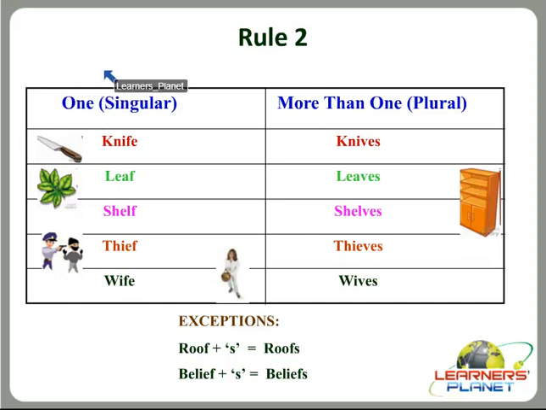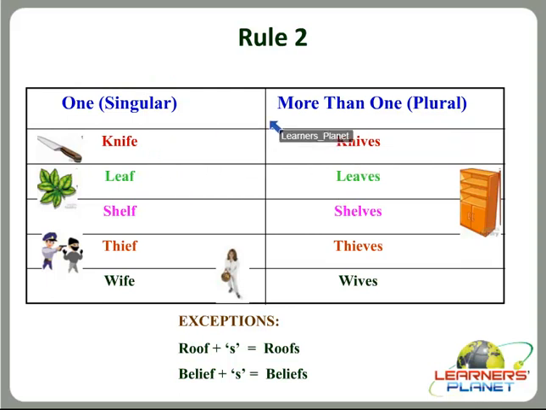Okay, now let's come to rule 2. Add ves to naming words ending in f and fe. First, let me show you the naming words. Knife ends in FE. Leaf ends in F. Shelf, this is a shelf, ends in F. Thief, thief ends in F. Wife, ending in FE. So, whenever you have to change the singular noun, so one means singular, single, to plural, then you will add VES.